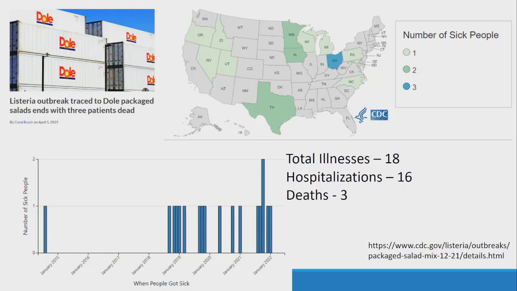And in this case, they took all these different cases, and so, right, they're separated by long distances of time. They're also separated by long distances of locations, right? So the light green states have 1 case, the medium green states have 2 cases, and then Ohio, our one blue state, has 3 cases.